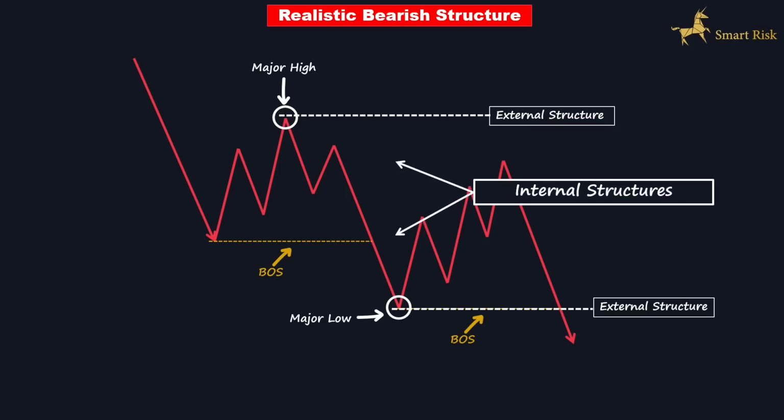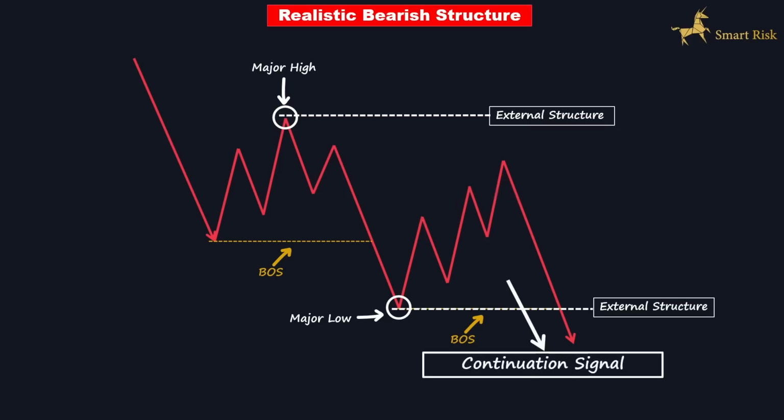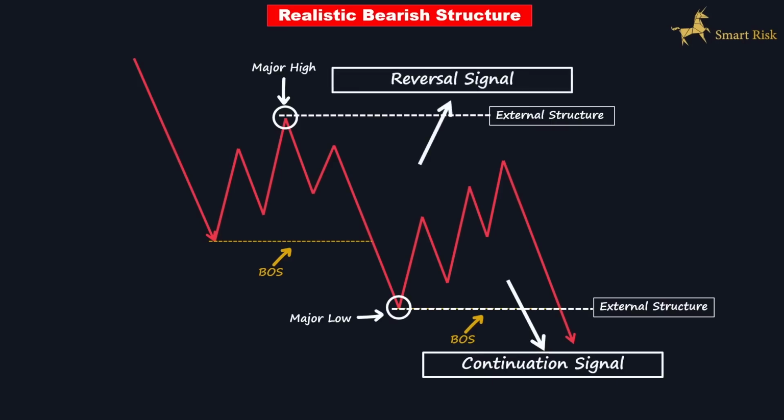These two structures, the major high and low, constitute our external structures, while everything formed between them is considered internal structures. If the price breaks the major lows to the downside, creating a break of structure, it signals a continuation trend, like what we see here. However, if the price rises above the major high, we should consider it a trend reversal signal. In simpler terms, the nature of internal price action within the external structures doesn't matter, as long as the price remains below the most recent major high, indicating a bearish market.